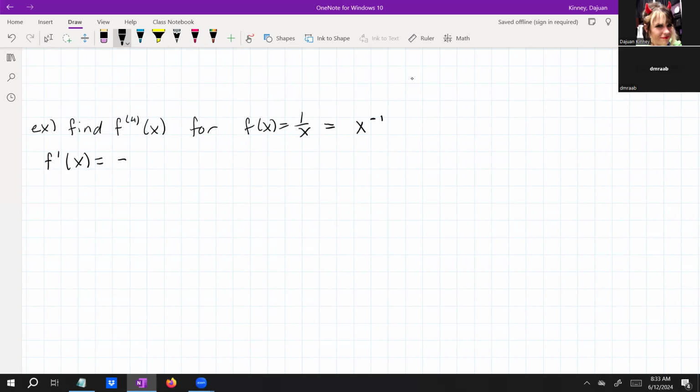First derivative, negative x to the negative 2. So bring the exponent down, subtract 1.